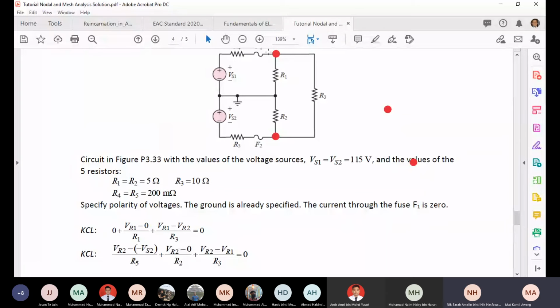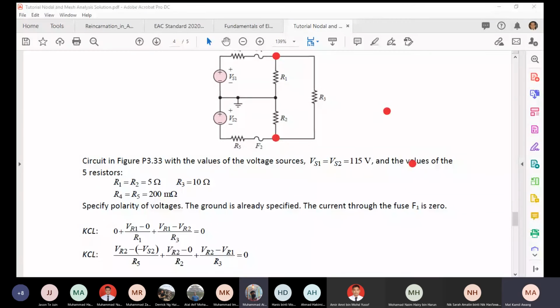This is 0 because fuse 1 is assumed to be open because it's blown. Read the question. The question says that if F1 now blows or opens, determine using KCL and node analysis the new voltage across R1, R2, and R3. That was the question.